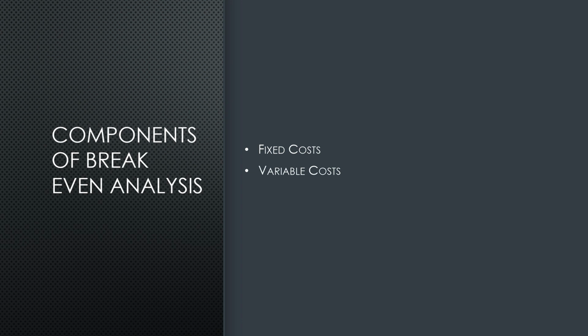Variable costs. These costs fluctuate and will decrease or increase according to the volume of production. These costs include packaging cost, cost of raw material, fuel, and other materials related to production.